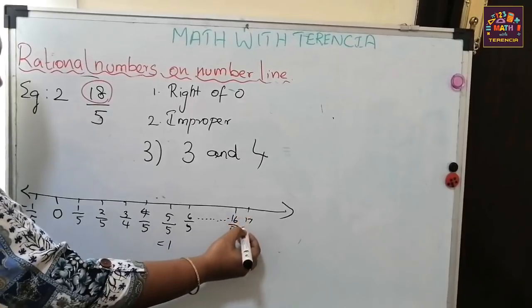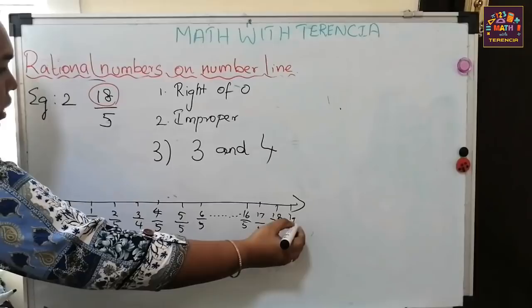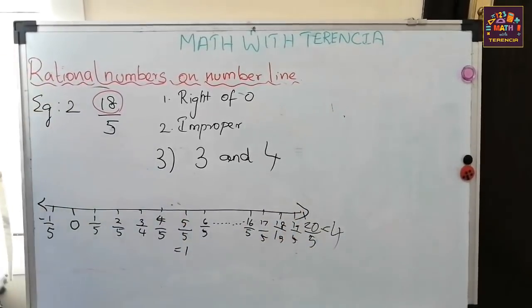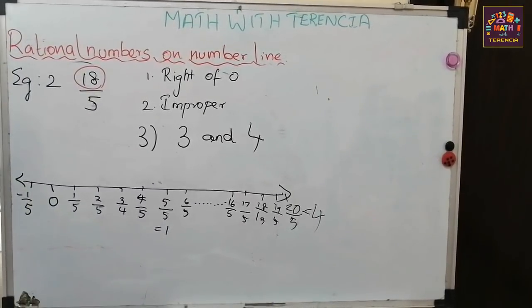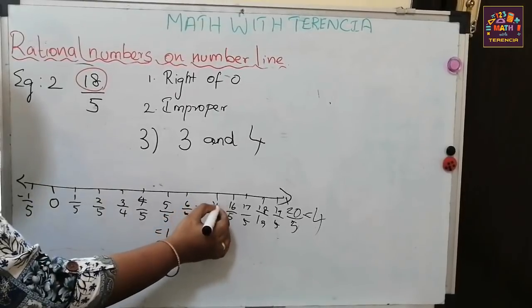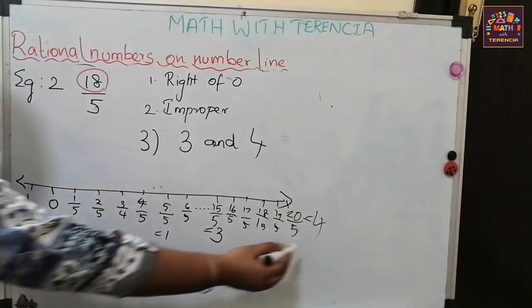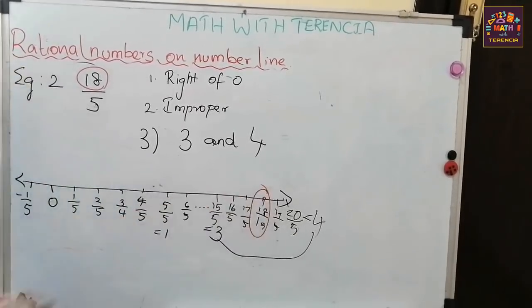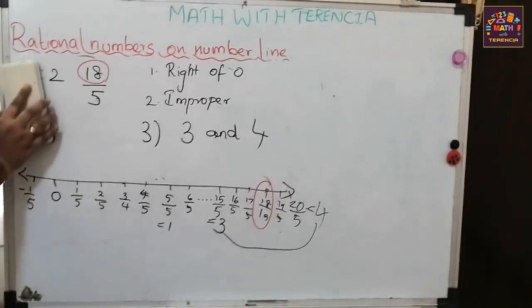16 by 5, 17 by 5, 18 by 5, 19 by 5, 20 by 5. 20 by 5 is nothing but 4. And if you see 15 by 5, 15 by 5 is equal to 3. So the number lies between 3 and 4. So 18 by 5 is here. So this is how we will plot rational numbers on the number line.